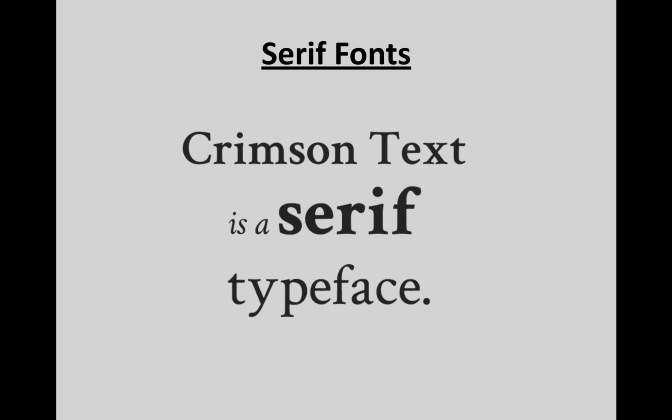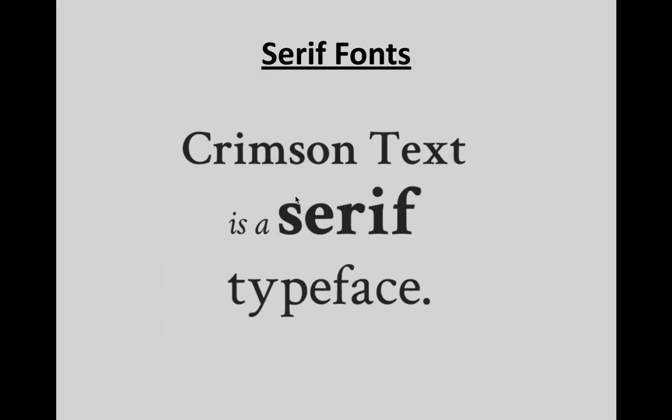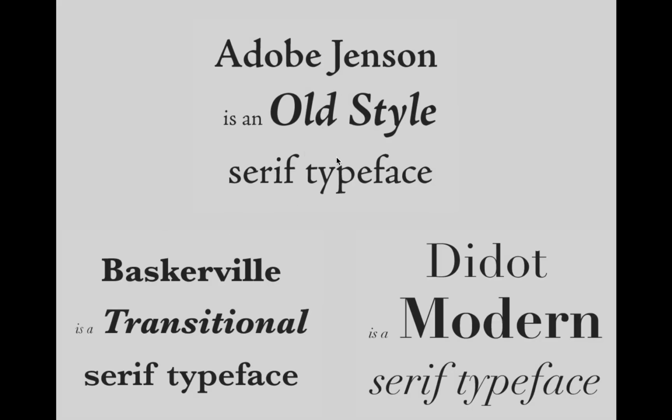So serifs prevent that from happening, or at least help your eye stay focused on that line. So it's used for body text. These are examples of serif fonts. We have Adobe Jensen, Baskerville.